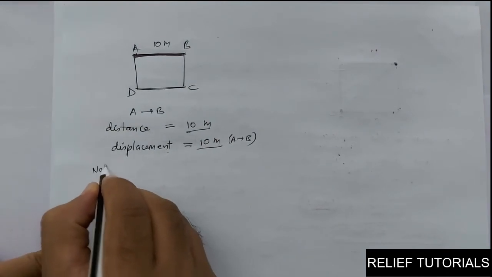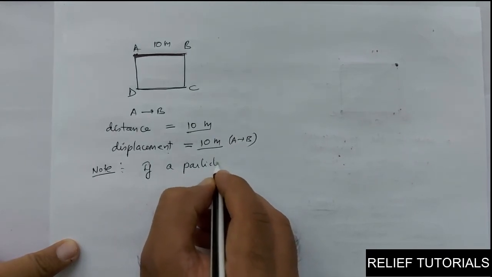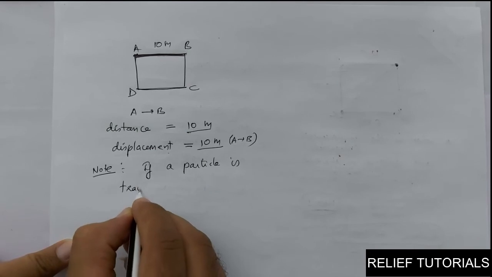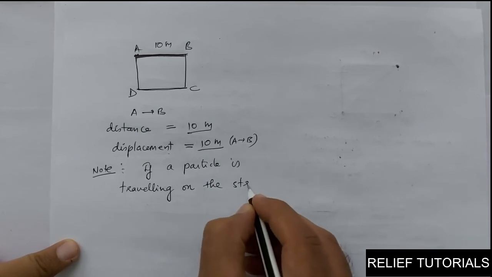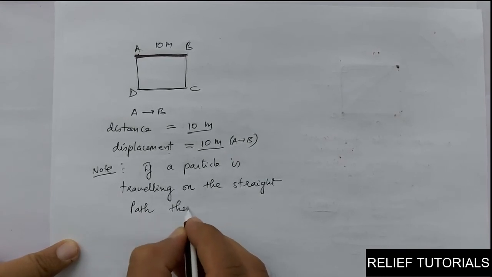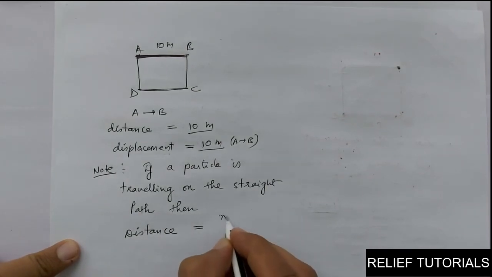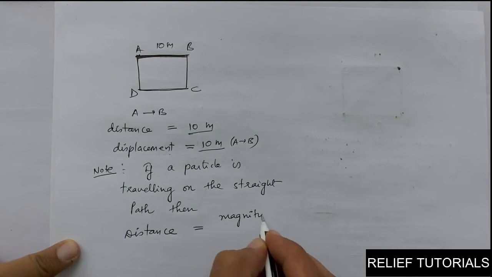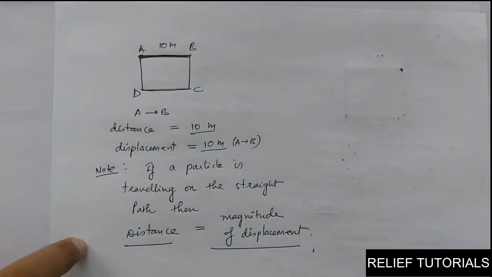So one note you have to remember, that if a particle is traveling on a straight path, then distance is equal to magnitude of displacement. Means magnitude-wise both will be same when the particle is traveling on the straight path.